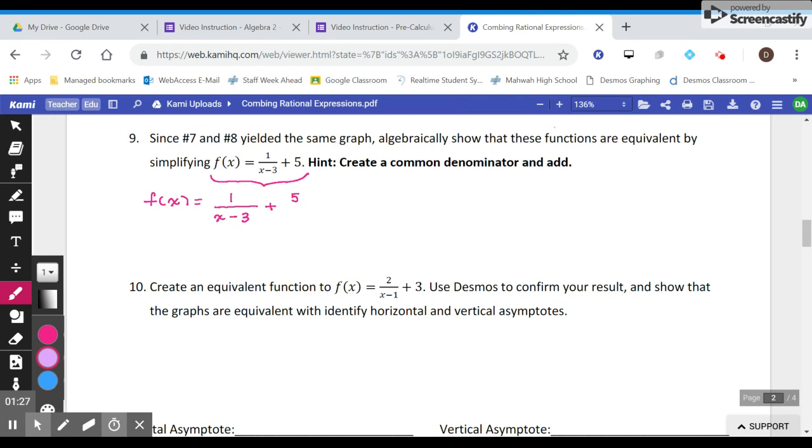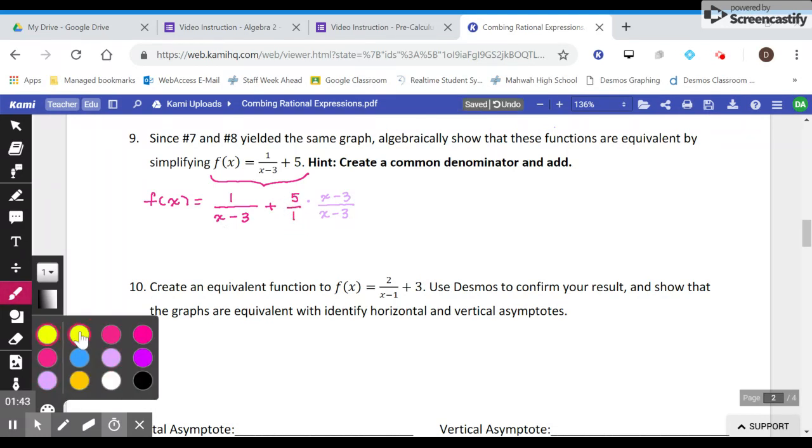So just like adding any fractions, you need to have a common denominator. So what I'm going to do is give myself a common denominator of x minus 3. This 5 is 5 over 1, and obviously the first fraction has a denominator of x minus 3. So I want the 5 over 1 to have a denominator of x minus 3 as well. The reason I need to multiply top and bottom is because whatever I do to the denominator, I also have to do to the numerator, so that I'm essentially multiplying by 1 and not changing the fraction.